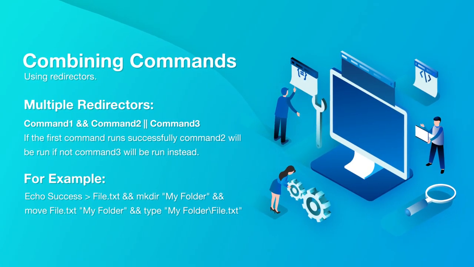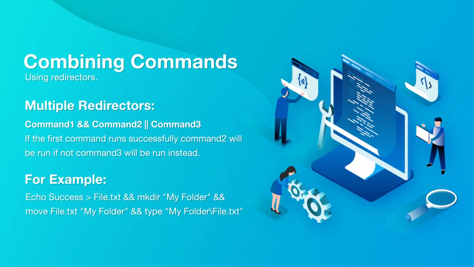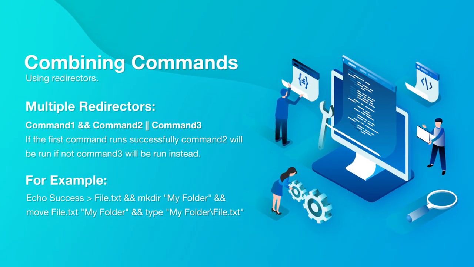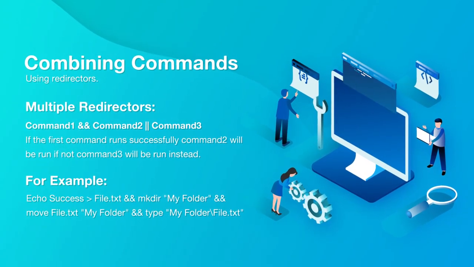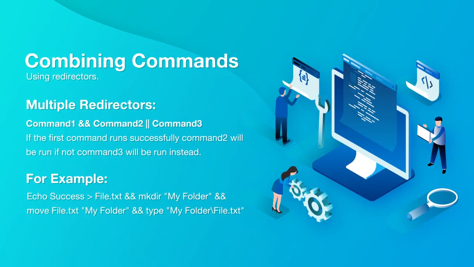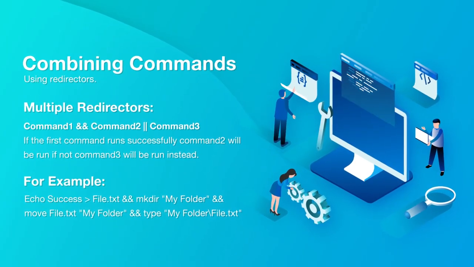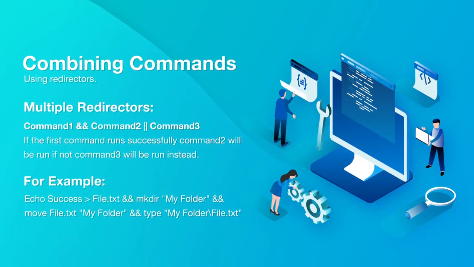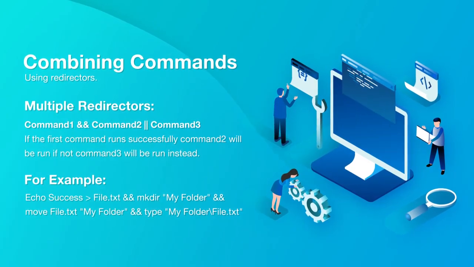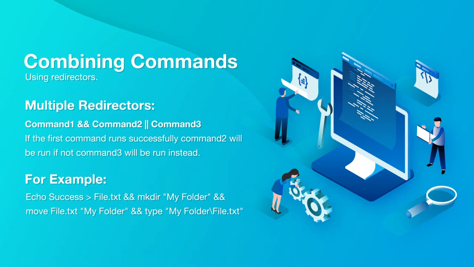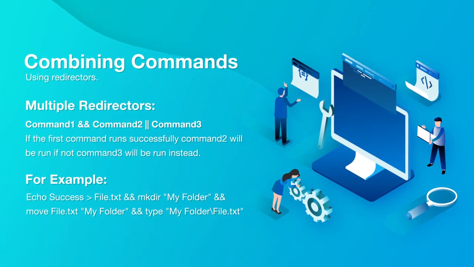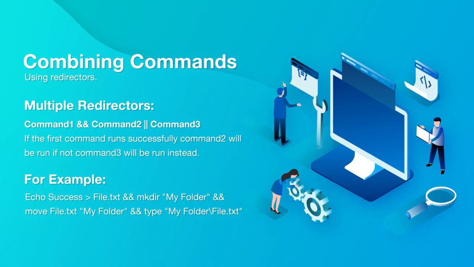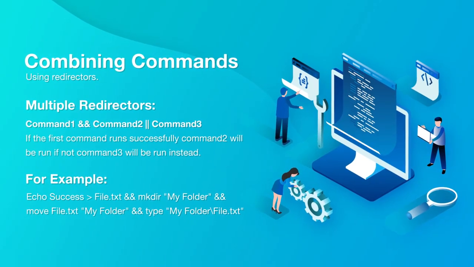You can also combine multiple redirectors. Here is an example. If the first command runs successfully, command 2 will be run. If not, command 3 will be run instead. You can use any of the above redirectors or a combination of them to complete any task you wish. For example, to create a file, move it to a new folder, and view its contents, you need to type the following. Try using a combination of commands on your own using the redirectors you just learned, so that you can understand them properly.